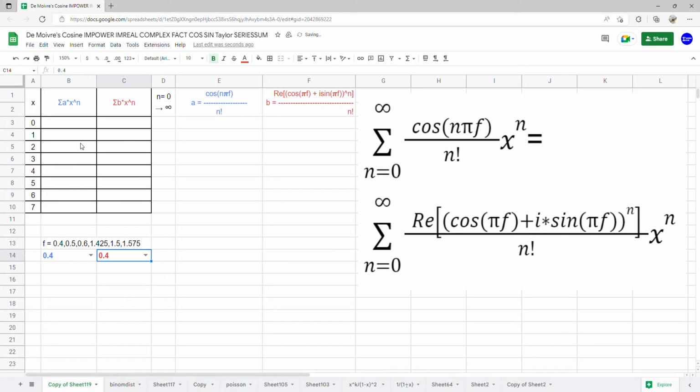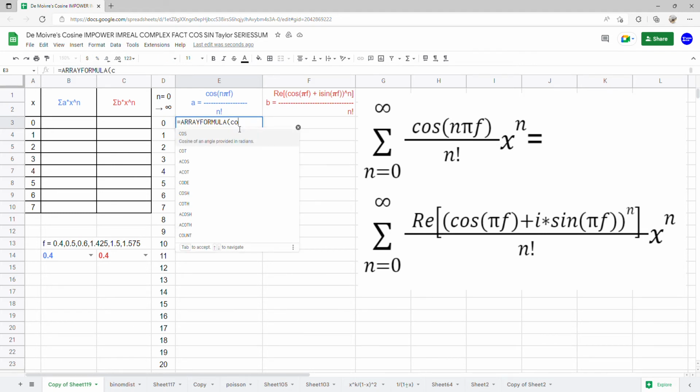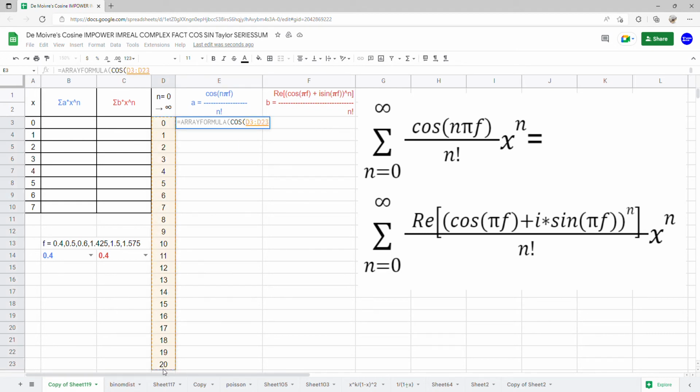We continue with the first, which is the summation of a times x to the power n, where n starts from 0 to infinity, if it is good enough. And the value of a is cosine n pi f over factorial n. So this will be an array formula. Cosine n pi f times f. That's the numerator. Divided by our denominator, factorial of n.